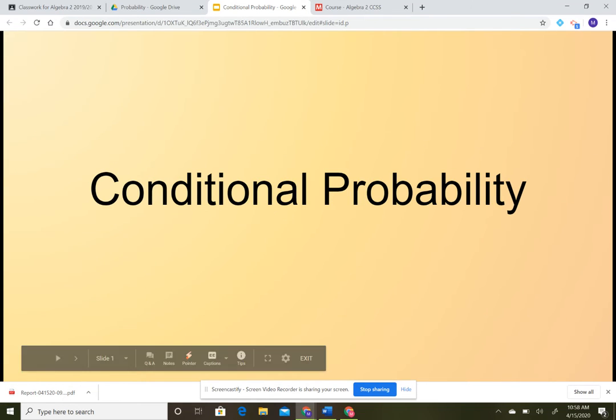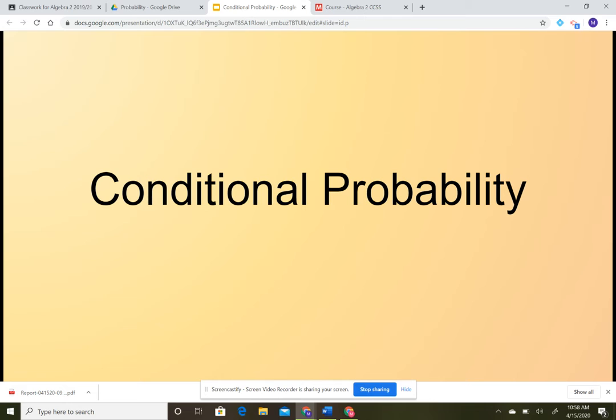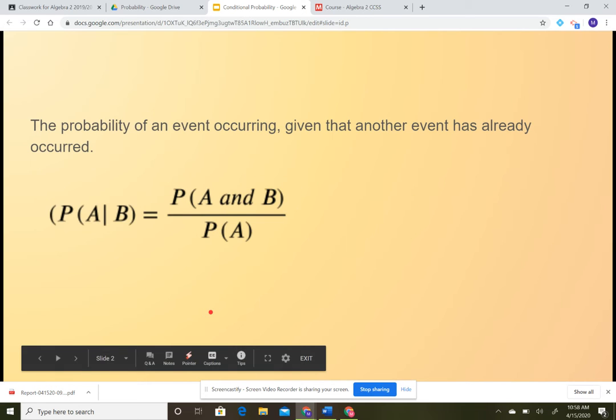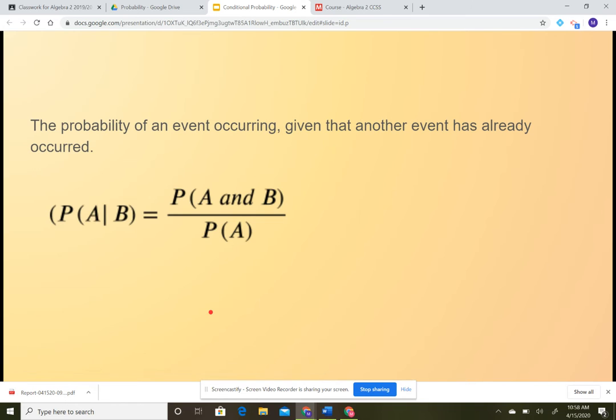Welcome to Conditional Probability. So today we're going to learn about a different type of probability. So first thing, what is conditional probability? Conditional probability is the probability of an event occurring given that another event has already occurred. So what you're going to see is now the words "given that" instead of "and" or "or".